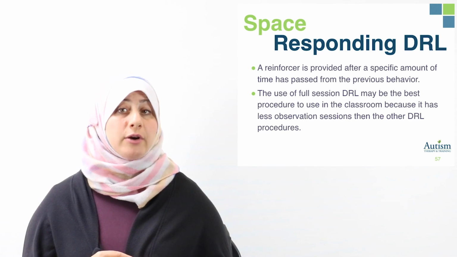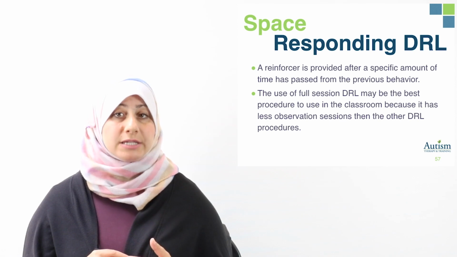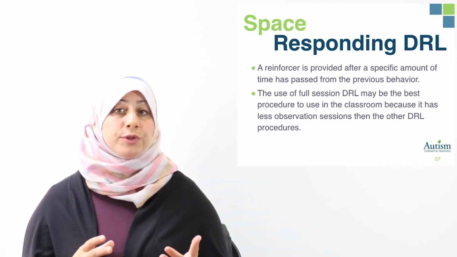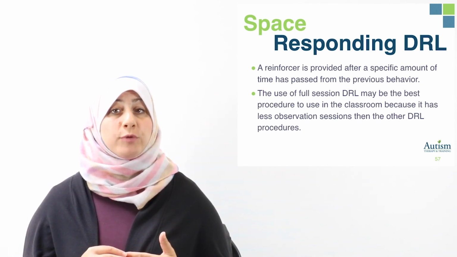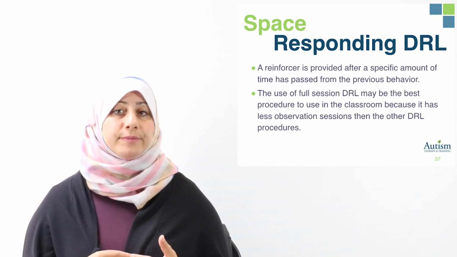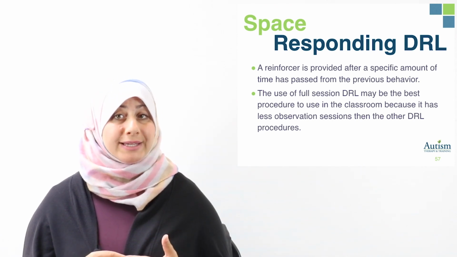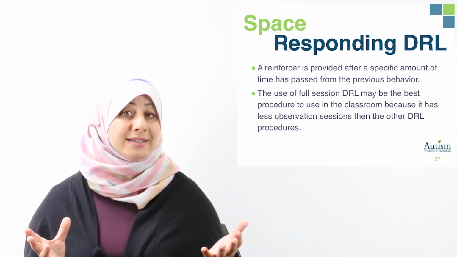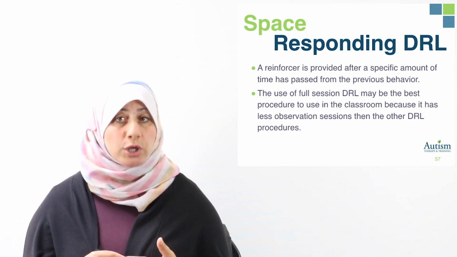Spaced responding DRL is when a reinforcer is provided after a specific amount of time has passed from the previous behavior. So here, you need to wait before the learner can access the reinforcer. A predetermined time must pass before they can engage in that behavior. For example, someone that eats quickly will need to slow their pace. This can be done by reinforcing them for taking a bite, then waiting, let's say, 30 seconds before picking up the spoon again. Having this would encourage the learner to eat slowly.